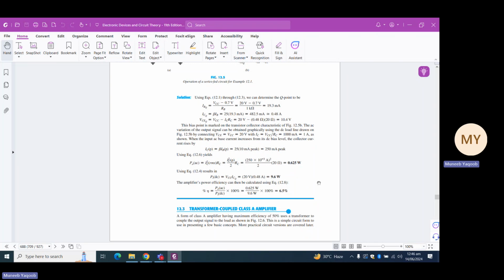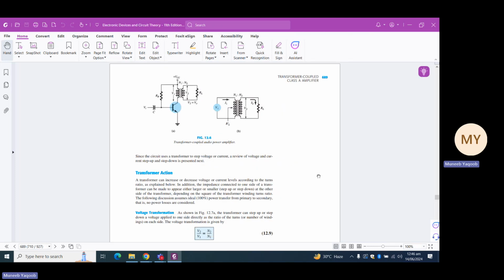Dear students, today we will learn the transformer coupled type of class A power amplifier. The transformer coupled class A power amplifiers are more efficient as compared to the simple class A power amplifiers. Their efficiency could achieve 50% at most. So, how can we explain this concept of transformer coupled power amplifier?